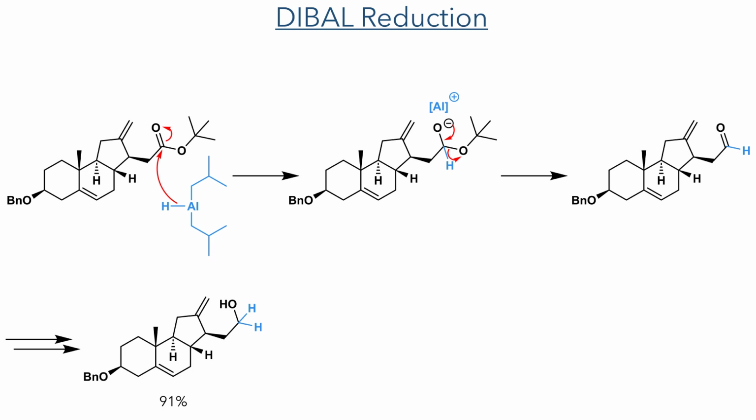In the next step, the tert-butyl ester was reduced using DIBAL. This adds a hydride, and the resulting alkoxide intermediate eliminates an equivalent of butoxide. The aldehyde can then be reduced in a similar manner, and the primary alcohol was produced in a 91% yield.